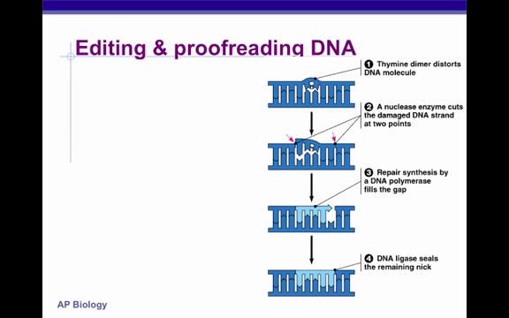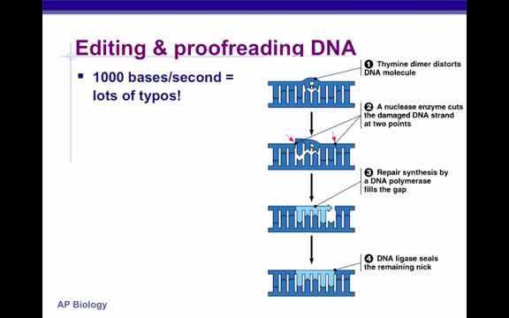So let's move on. Editing and proofreading DNA. If you look at the top, we have a thymine dimer, which distorts the DNA molecule. So a thymine dimer is when you have two thymines that are bound to each other, and you can see how that might be a problem. And so number 2, a nuclease enzyme cuts the damaged DNA strand at 2 points. Number 3, repair synthesis by a DNA polymerase fills the gap. And then, number 4, DNA ligase seals the remaining nick. So we have fixed that thymine dimer.